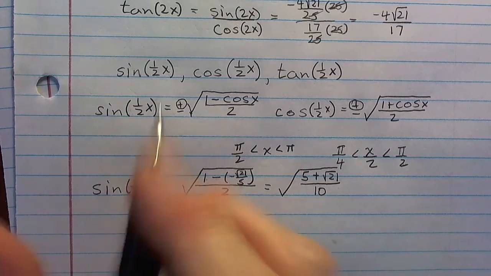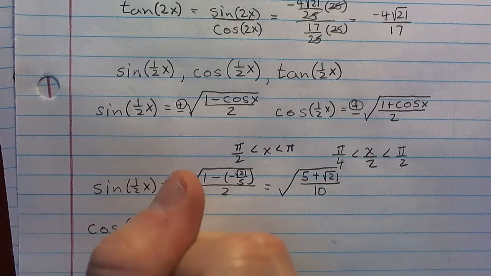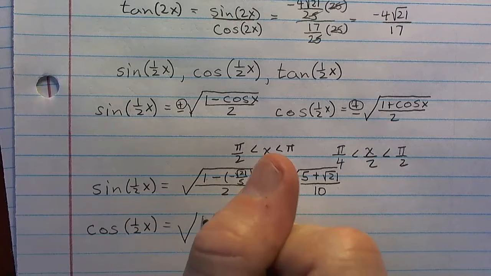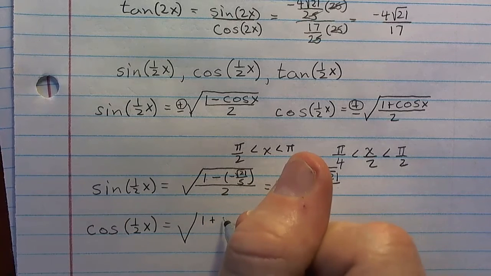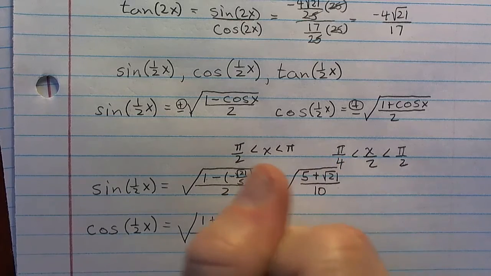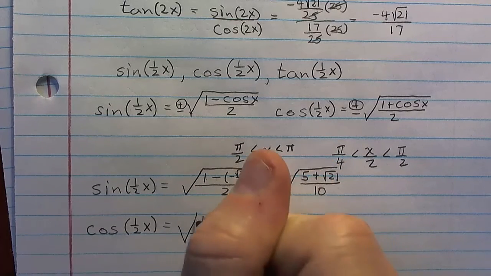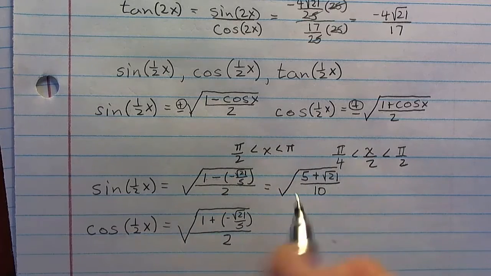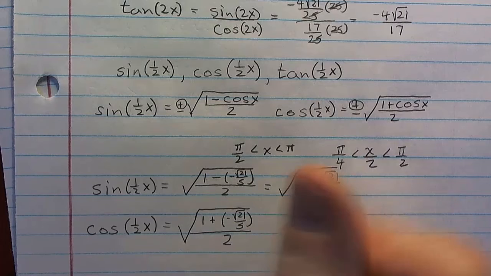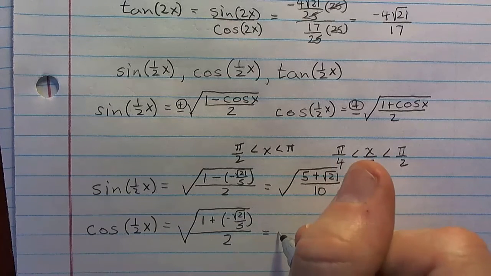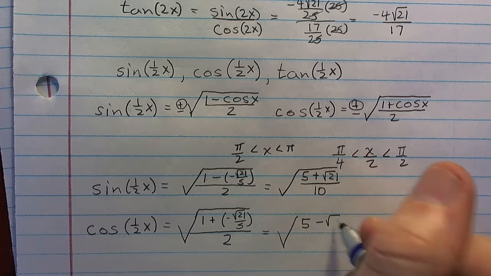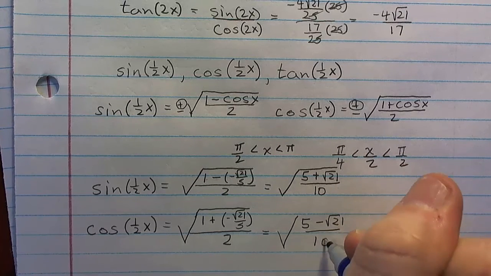Now let's look at the cosine. That's going to be 1 plus the negative square root of 21 over 5. You got to watch your signs. It's easy to make a sign error. So 1 plus the cosine, and the cosine is negative. So this is going to be 5 minus the square root of 21 over 10.